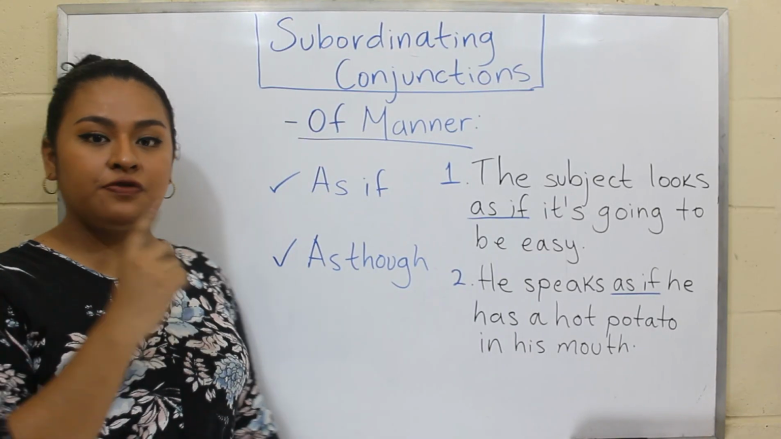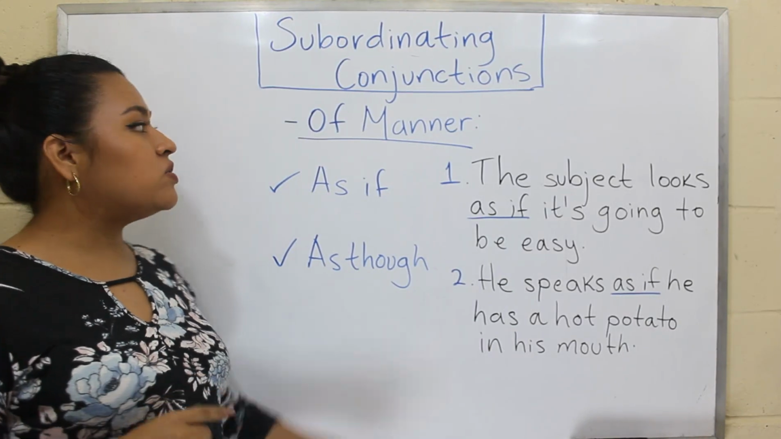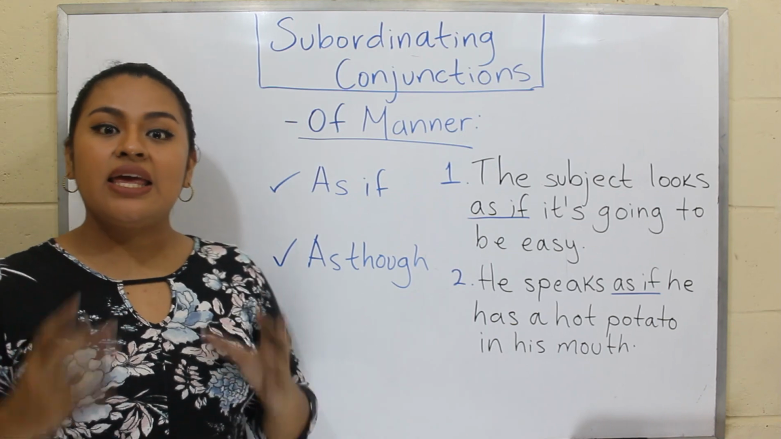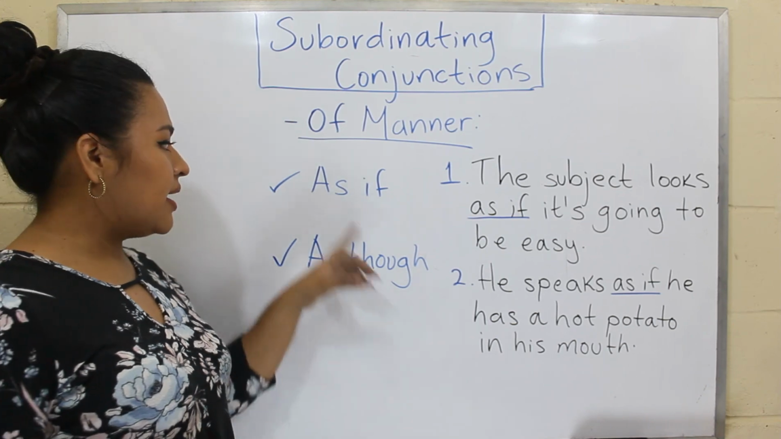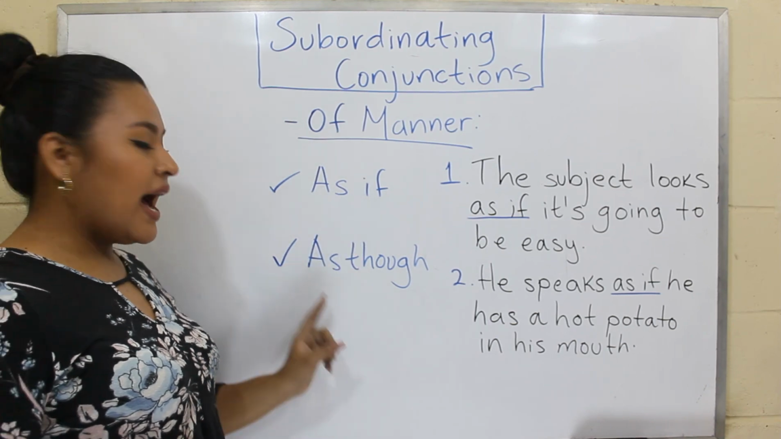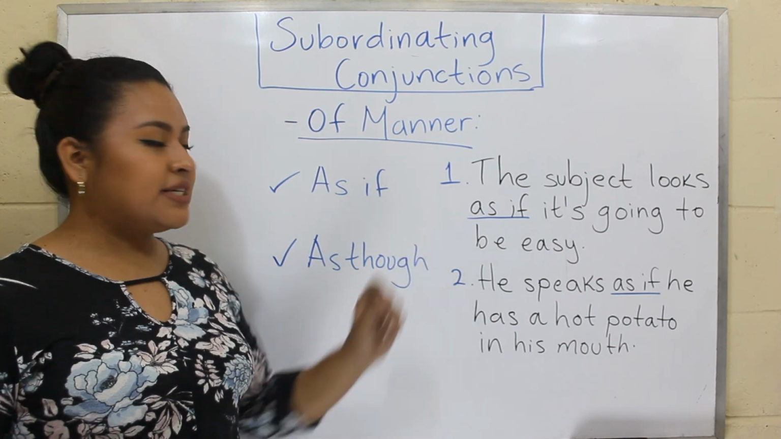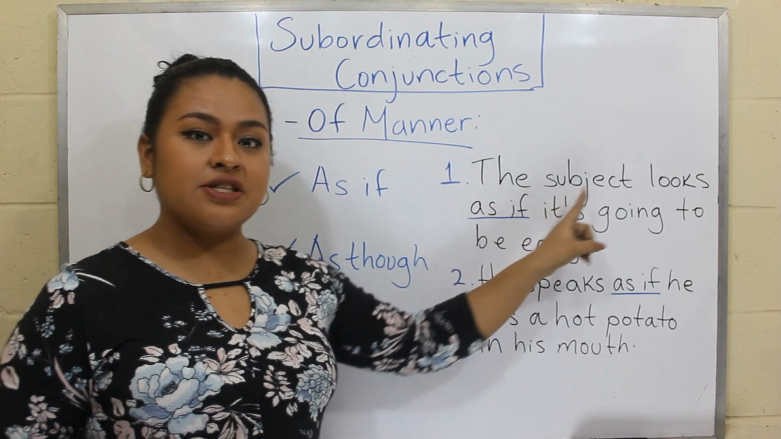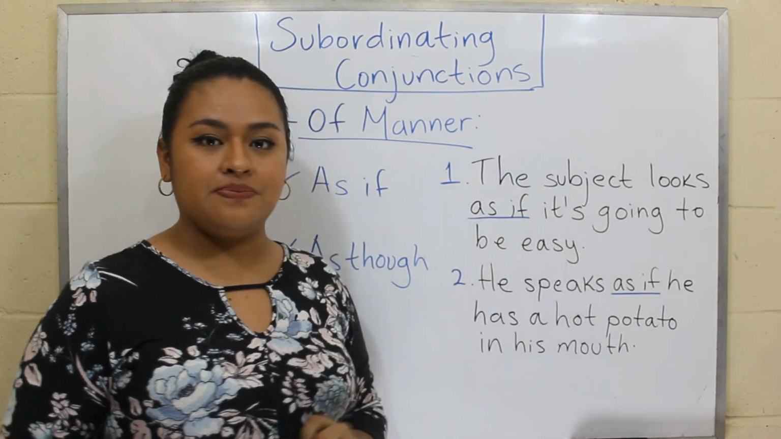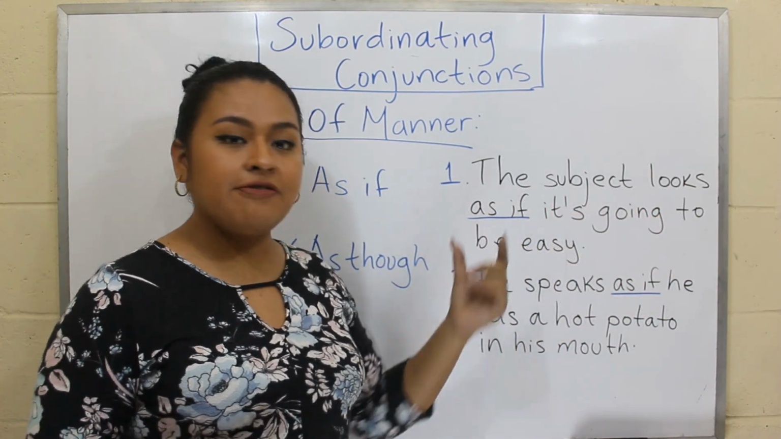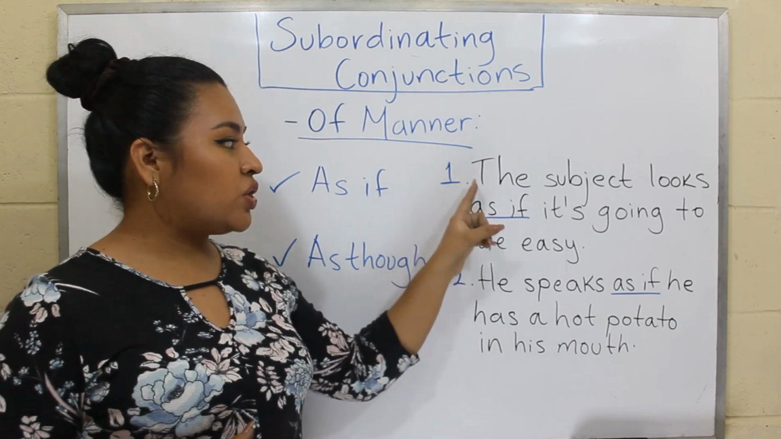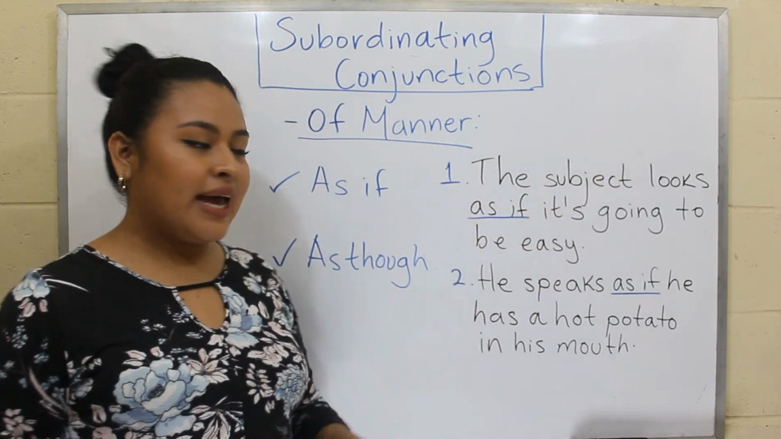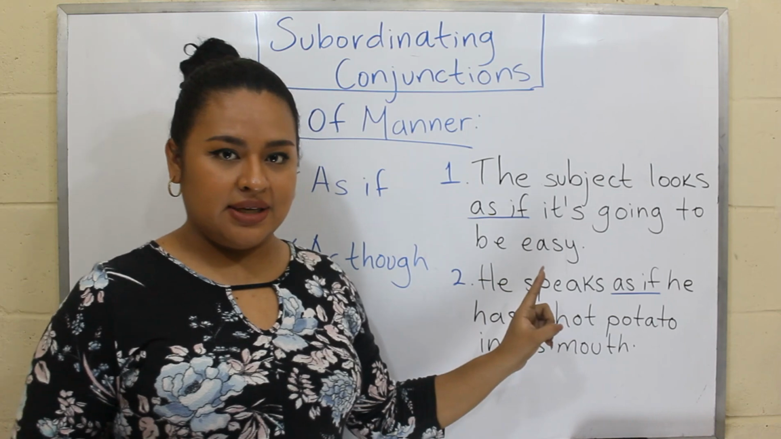The next type of subordinating conjunctions are conjunctions of manner. In here we use subordinators like as if and as though. The first example says, the subject looks as if it's going to be easy. We are using as if as the subordinator to join the subject looks and it's going to be easy.